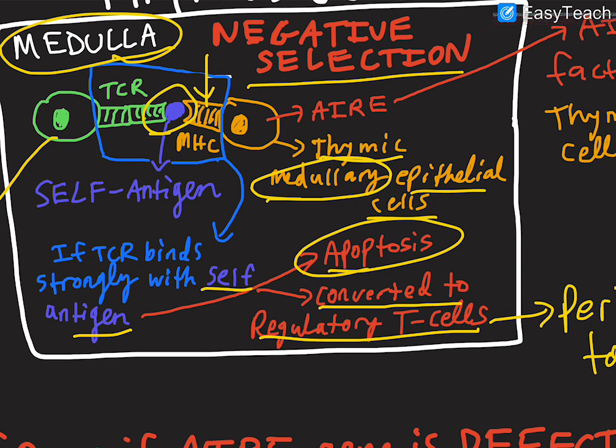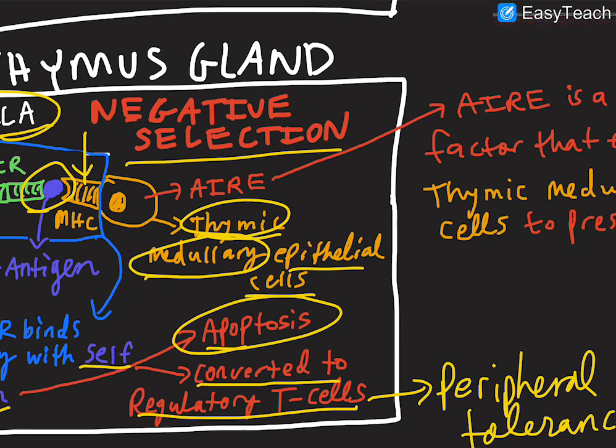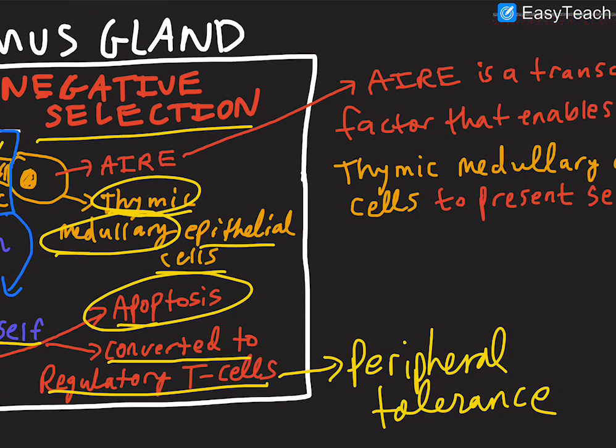So that's basically what happens in negative selection. But how do the medullary thymic epithelial cells present self-antigen? They do that through a very important transcription factor.